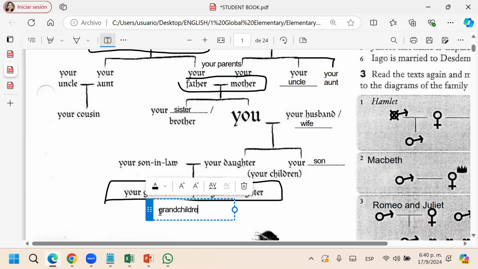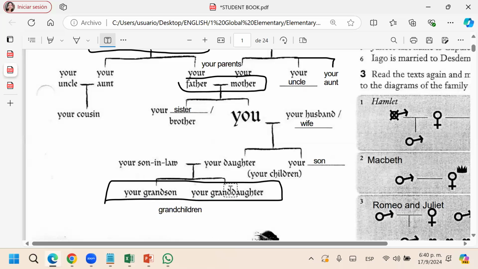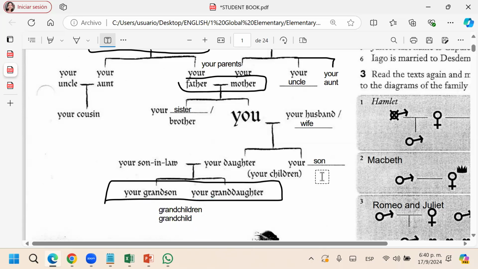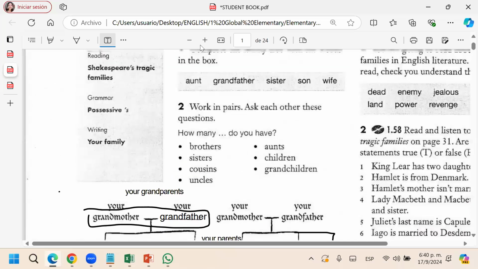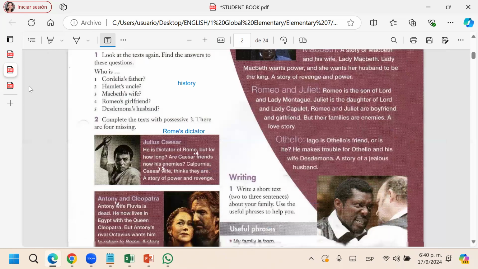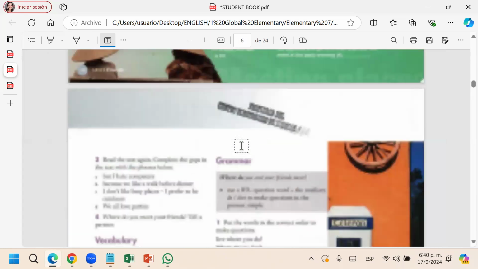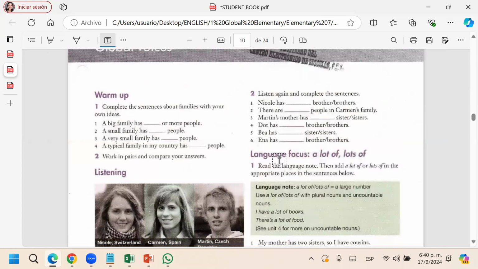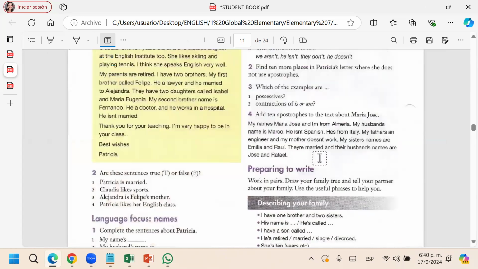Yes. If it is a girl, granddaughter. If it is a boy, grandson. If it is one in singular, grandchild. Like this, grandchild. So yeah, that's the family. That's the family tree. Every time that we talk about the family, we use the apostrophe S all the time. So do you have any questions about this?